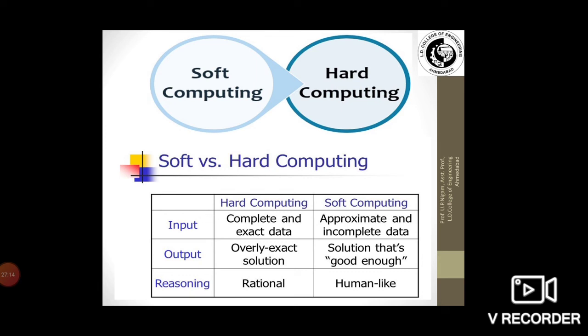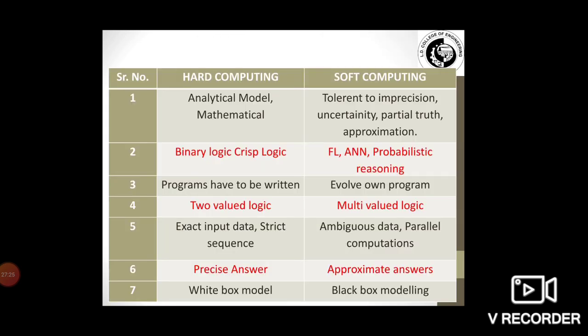The third is that hard computing is based on rational or empirical results when you are solving and finding some answers. But soft computing is giving human-like answers. Alright, so that is one of the things. The other comparisons you can see: hard computing is a mathematical model or analytical model. Soft computing is tolerant to imprecision, uncertainty, partial truth, approximation, etc. Then hard computing has binary logic or crisp logic. Means you have to answer yes or no.